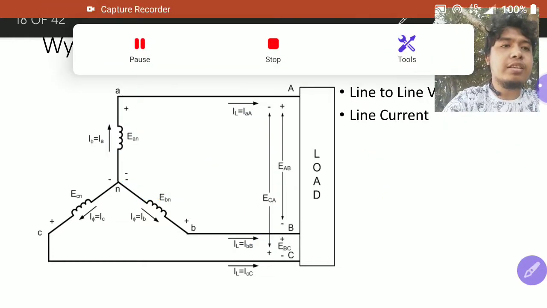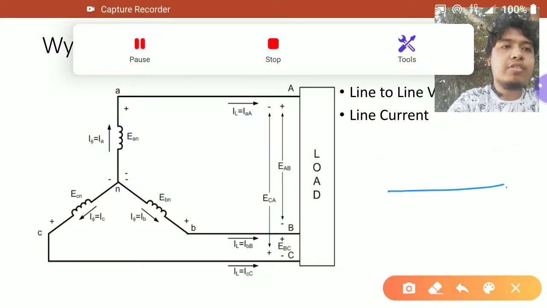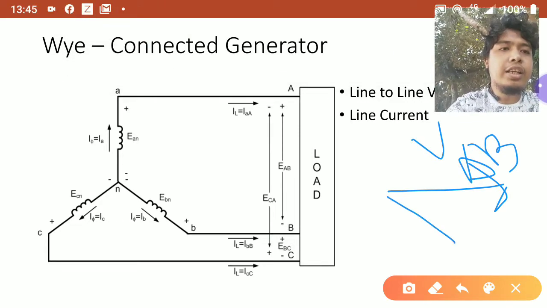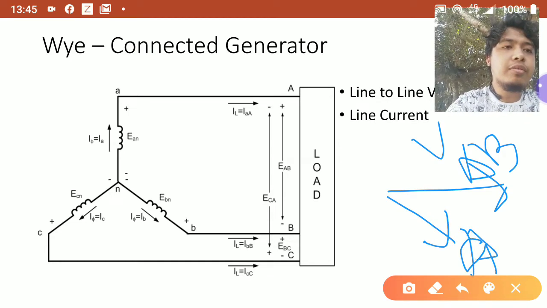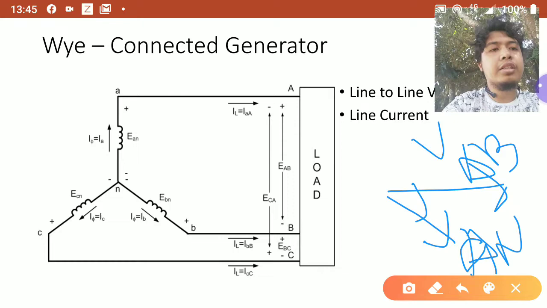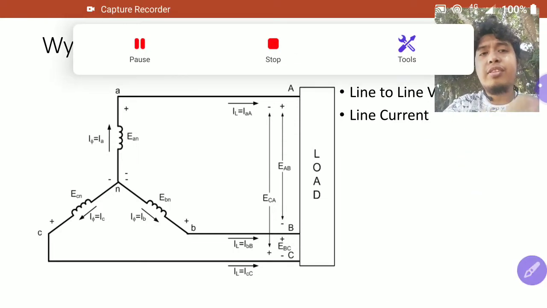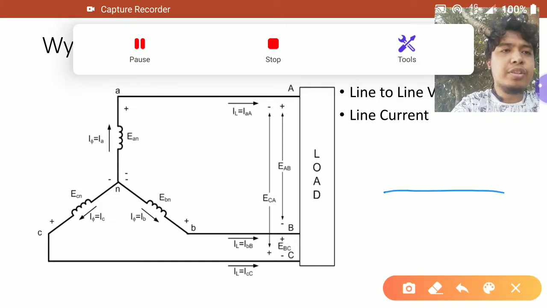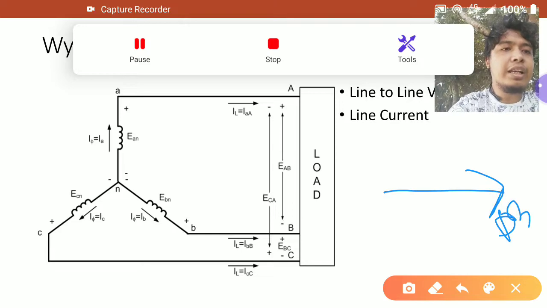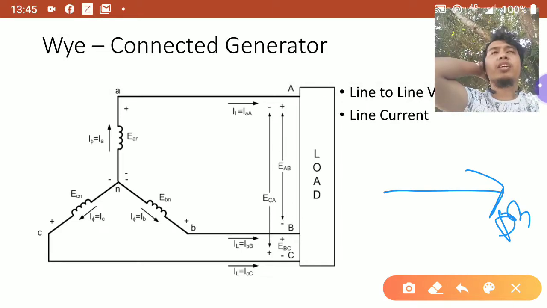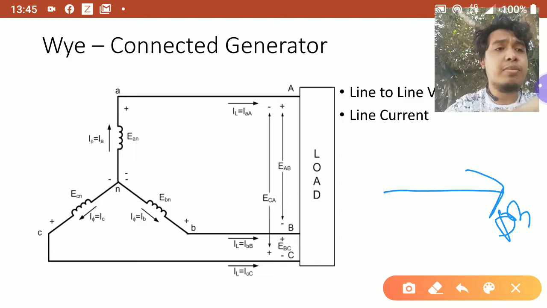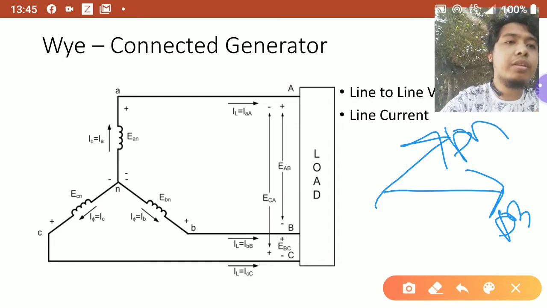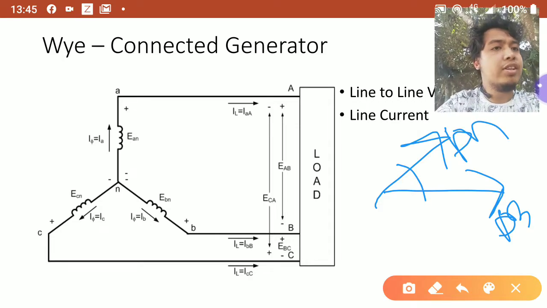One way to look at it is that the voltage in AB is leading the voltage in AN by 30 degrees. So that is if it is in ABC. If it is in ACB, therefore the voltage in AB line to line lags the voltage in the neutral by 30 degrees. So what does it mean? If AB is 0, therefore AN is at positive 30 degrees because it is lagging.